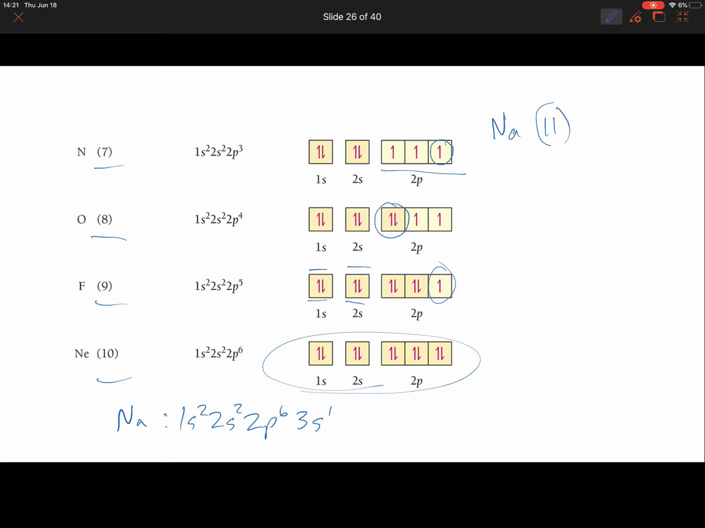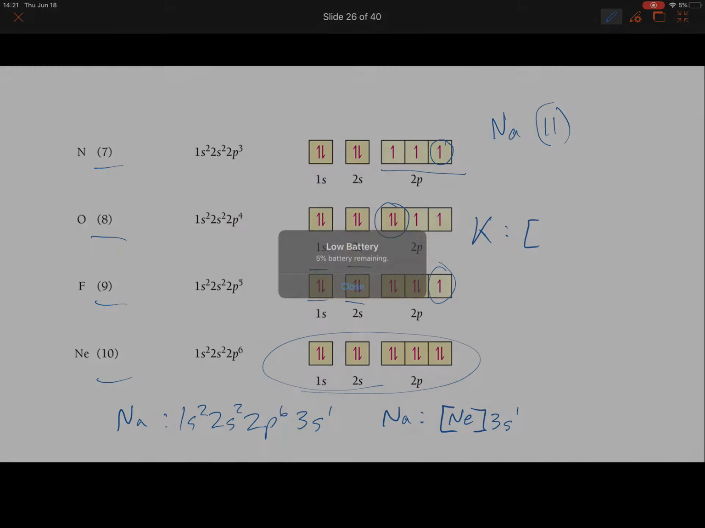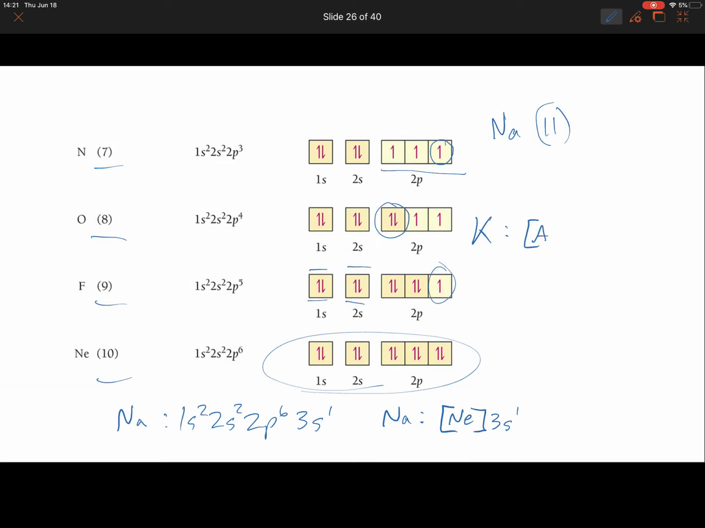Now, we could make this a little easier on ourselves when we're doing this by just saying, hey, since sodium has everything that neon has in it, we could just say it's neon, in brackets, plus 3s1. And this works for any of the other noble gases as well. After sodium is potassium. So we can say that potassium is just argon with 4s1, right? We can do that.